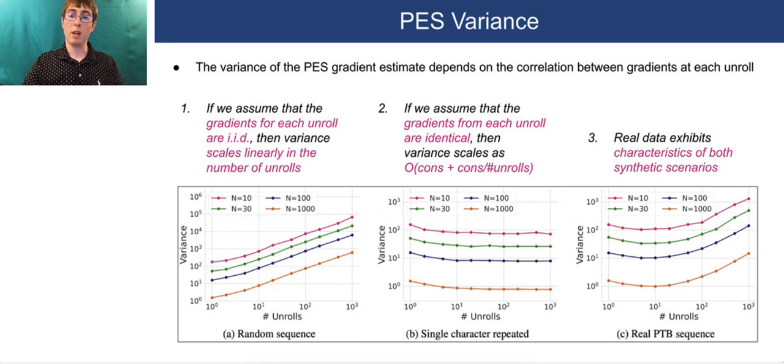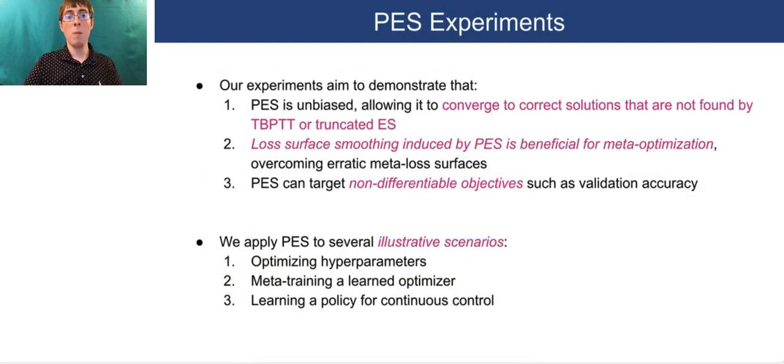So increasing the number of unrolls first leads to a slight decrease in variance, followed by a linear increase in variance. So next, I'll go over the PS experiments, which aim to demonstrate first that PS is unbiased, which allows it to converge to correct solutions that are not found by truncated backprop through time or truncated ES, that the loss surface smoothing induced by PS is useful for meta-optimization, and that PS can target non-differentiable objectives like validation accuracy.